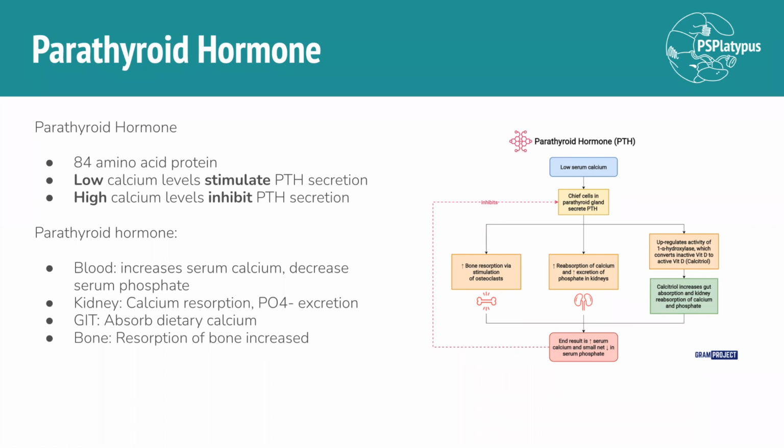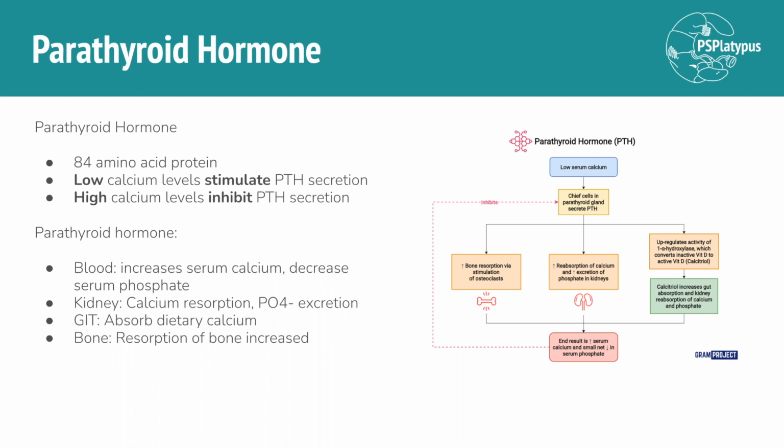Well, it's nicely depicted in the schematic to our right. Low serum calcium levels cause our chief cells in our parathyroid glands to release parathyroid hormone. This has 3 actions. One, it stimulates the breakdown or resorption of bone, causing hydroxyapatite to be broken down into calcium and phosphate, increasing blood serum calcium levels as well as phosphate levels. It also acts to increase the reabsorption of calcium from our kidneys as well as excretion of phosphate.